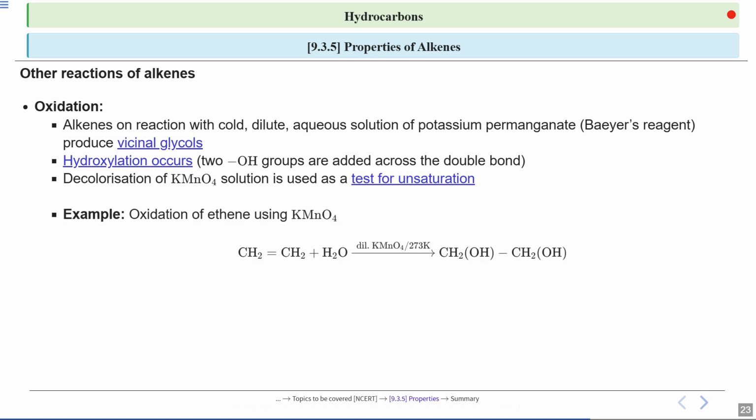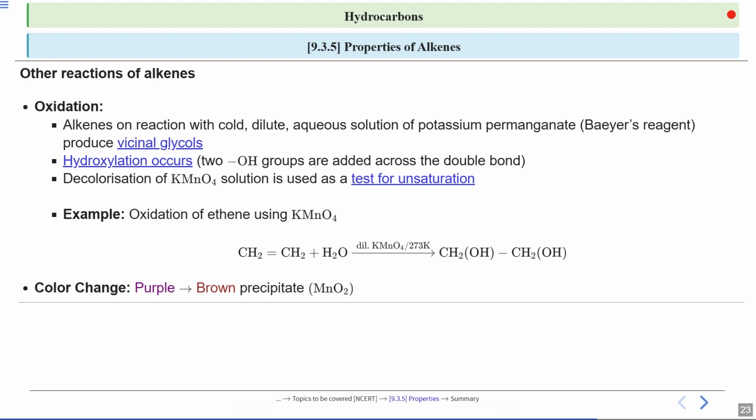We can take an example. Suppose we are taking ethene. If we are adding H2O in the presence of dilute KMnO4, why are we saying it with H2O? Because it is written in the question that the whole reaction is undergoing in aqueous solution. It would result in vicinal glycols. You can see here very clearly that the two OH are added on adjacent carbons of the ethene.